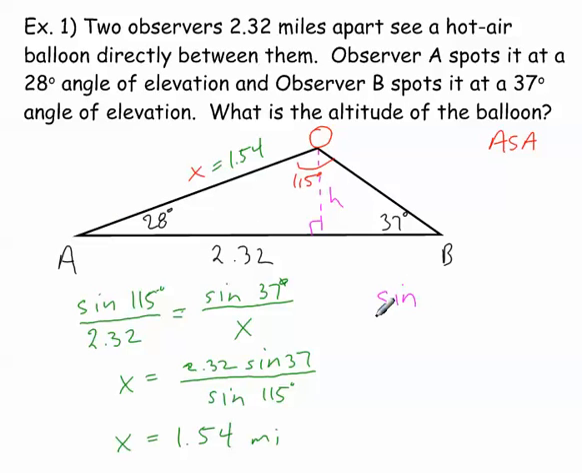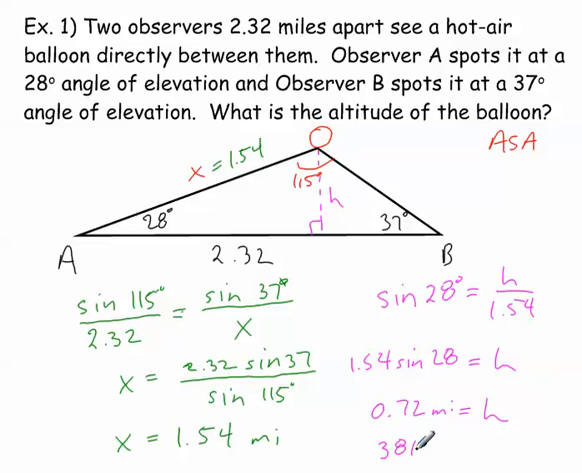And I am going to use the sine function again. Sine of 28 degrees. That's going to equal the altitude h over the hypotenuse, 1.54. So 1.54 times the sine of 28, and I get the height to be 0.72 miles. And I can convert that to feet by multiplying by 5,280, which gives me 3,817 feet for my altitude of the balloon. And there we go.